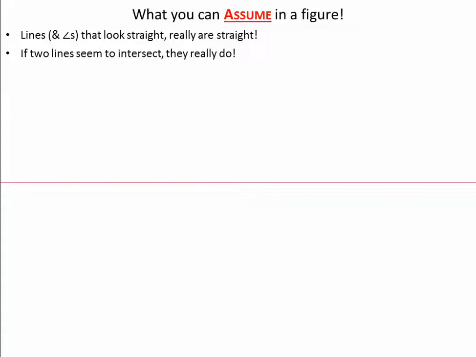If two lines seem to intersect, they really do. So if lines are intersecting, you can assume you got some vertical angles going. If points look collinear, they really are. And remember, collinear means you've got several points, at least two, that are all on one line. That's what collinear means. So if they look collinear, they really are.